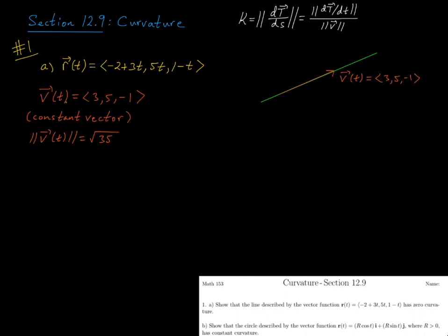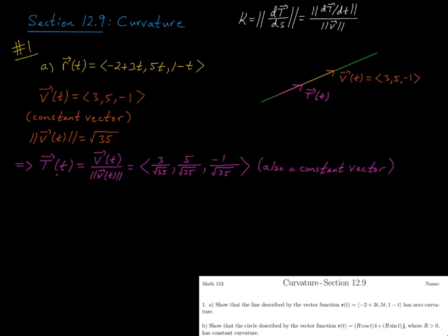So our velocity vector, that's found by just differentiating the position vector component-wise. So that's 3, 5, negative 1, and we note here that that's a constant vector that points parallel to our line. And we also have constant speed. That turns out to be the square root of 35.